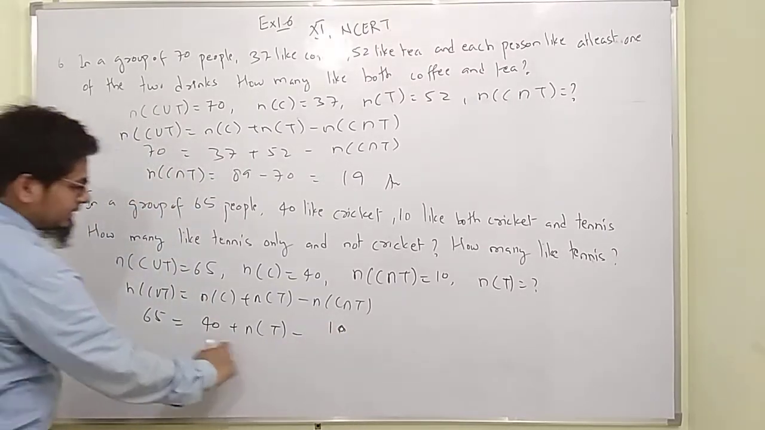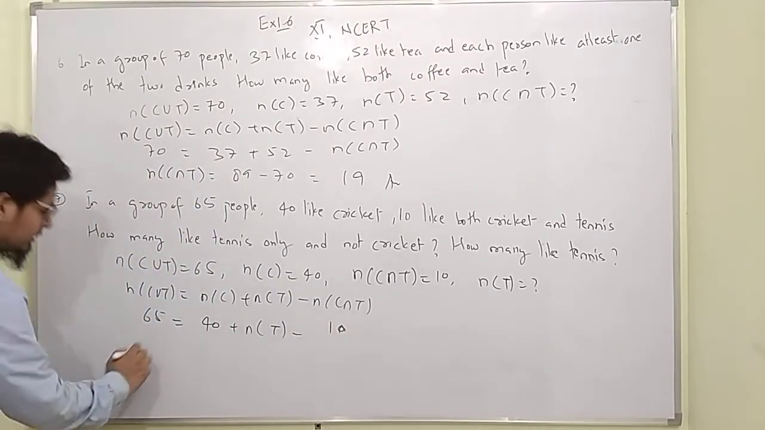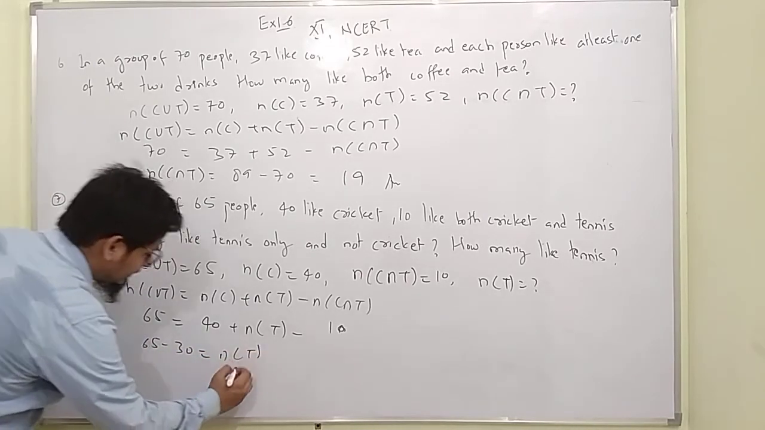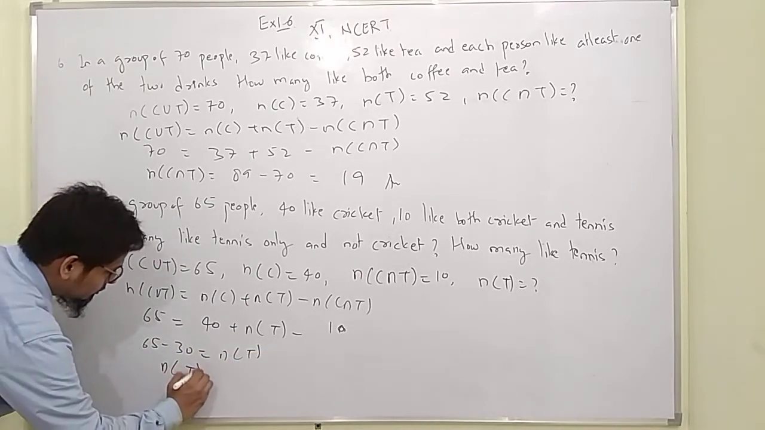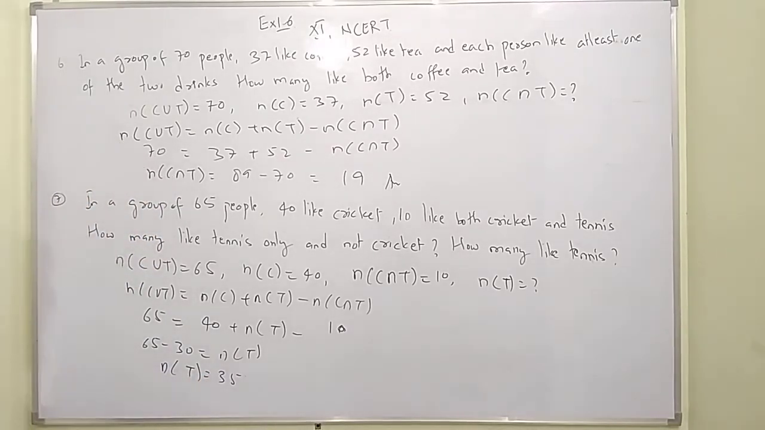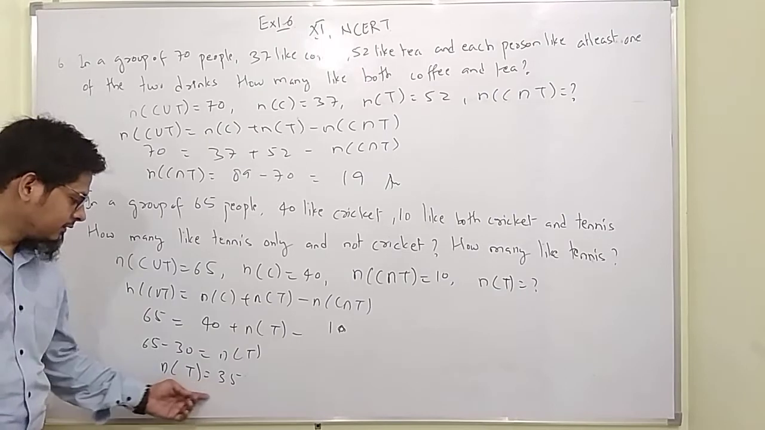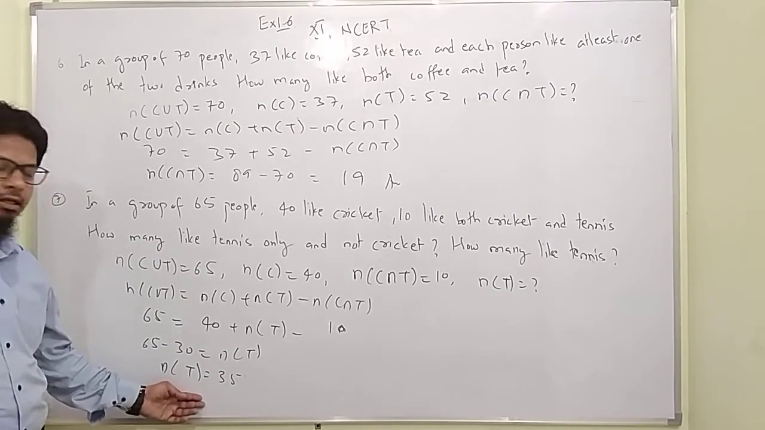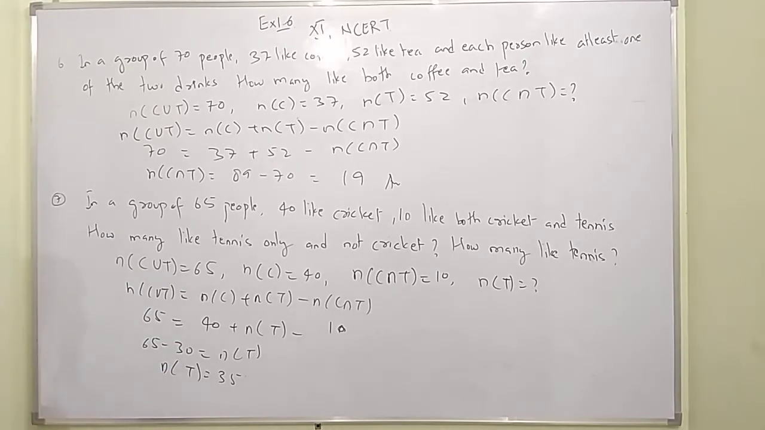So it is 30. 30 will come here. 65 minus 30 is equal to n(T), and that is equal to 35, right? So 35 is equal to tennis. 35 people like tennis.